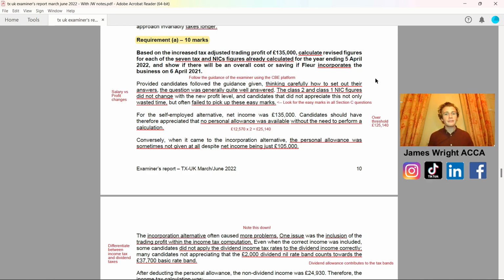The question was generally quite well answered, and the Class 2 and Class 1 national insurance figures did not change. So that was on the basis of staying self-employed versus incorporating to being a limited company.